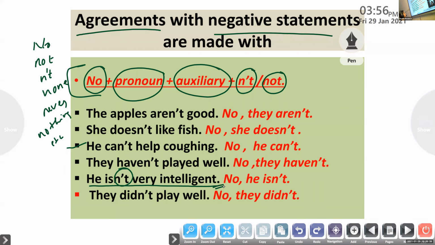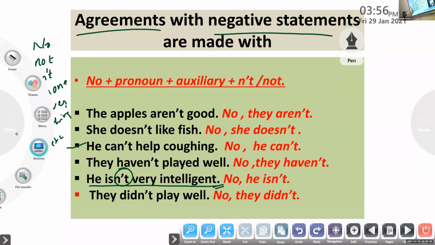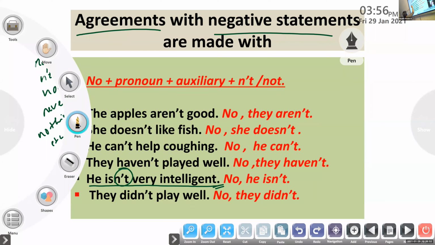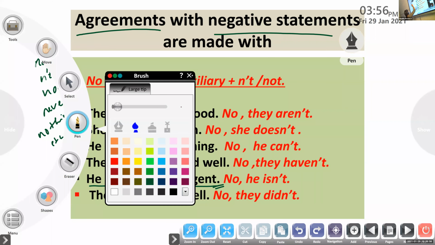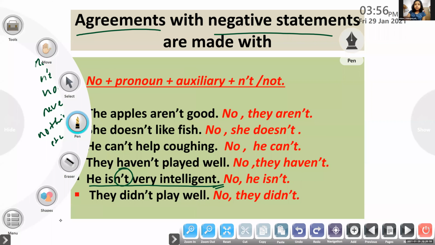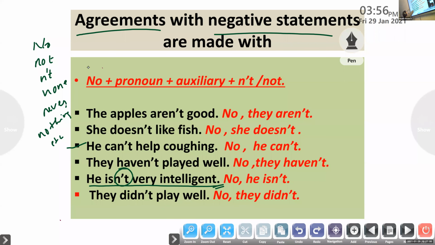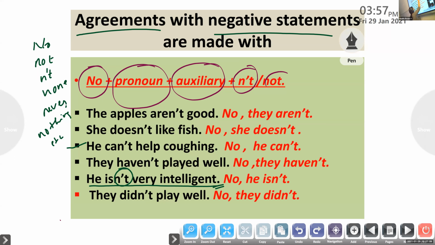Yes, he is. See, look at the formula. You're not following the formula properly. If it is an agreement with a negative statement, you can use only no. It is not possible for you to use yes. So what is your answer? No, he is not. Use only no followed by a pronoun. Then comes an auxiliary verb. Use along with the auxiliary verb either n't or not.